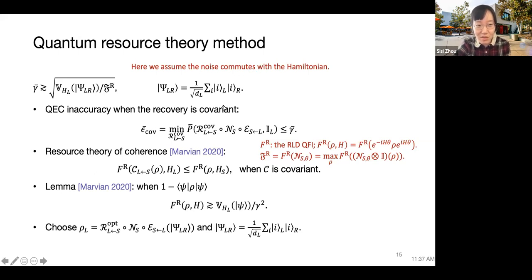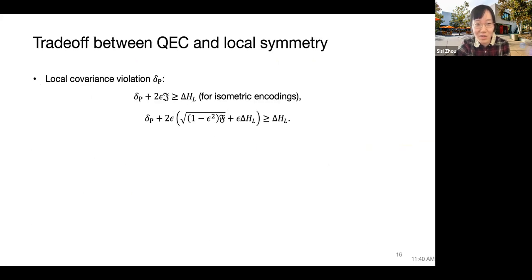Okay, so now I've talked about the first type of trade-off relation between quantum error correction and global symmetry. Now I'm going to talk a little bit about local symmetry, but I'm not going to talk about how to prove it because it's quite similar to the previous technique, so I'm not going to repeat the techniques here.